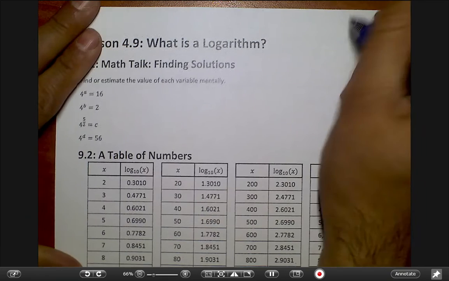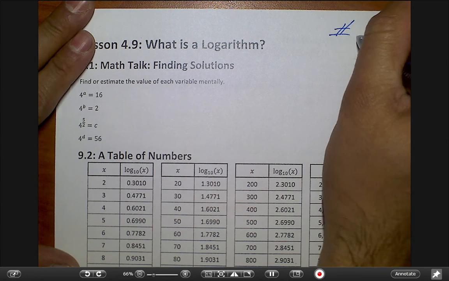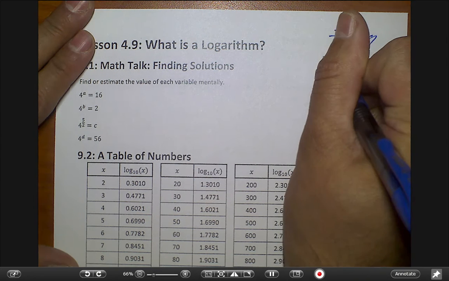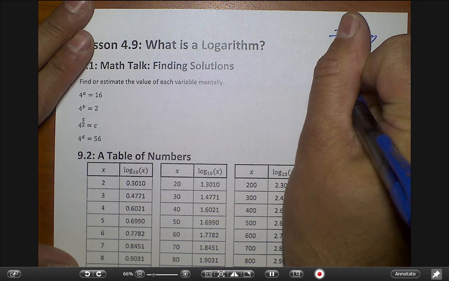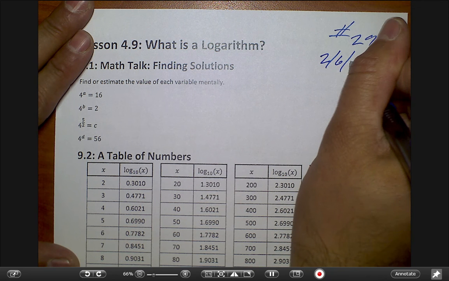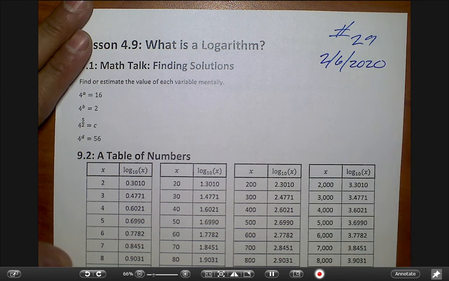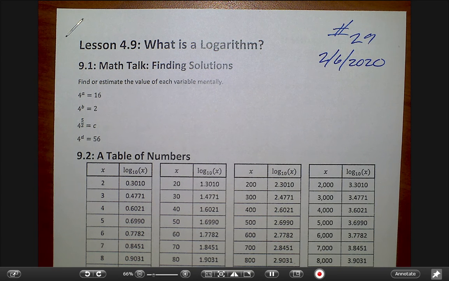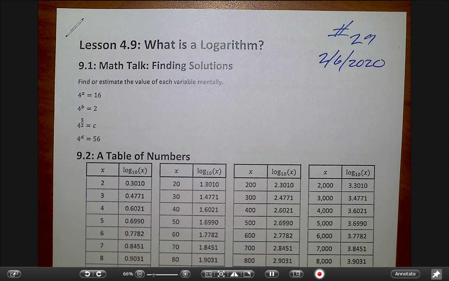So today, hashtag 29, today's date, 26 something, 2020. All right. I'm going to have you guys add a couple things to this because this is super important.